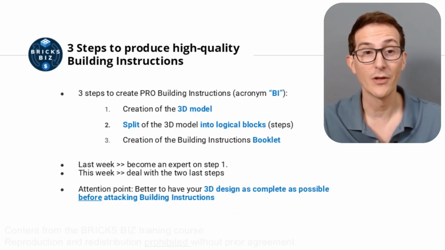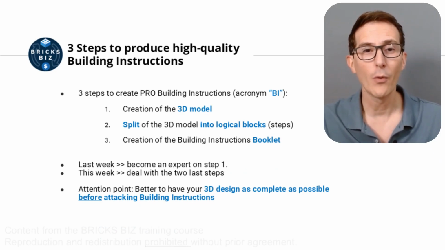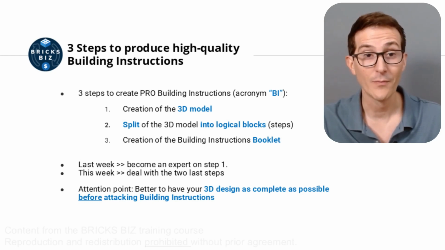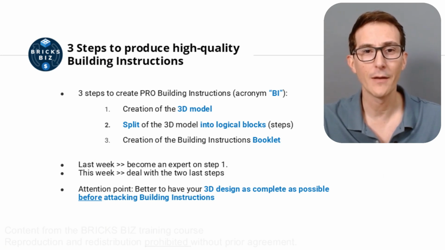The creation of professional building instructions is generally divided into 3 phases. Phase number 1, creation of a 3D model. Phase number 2, breaking down the 3D model into logical blocks, i.e., building steps. Phase number 3, creation of the building instruction booklet.